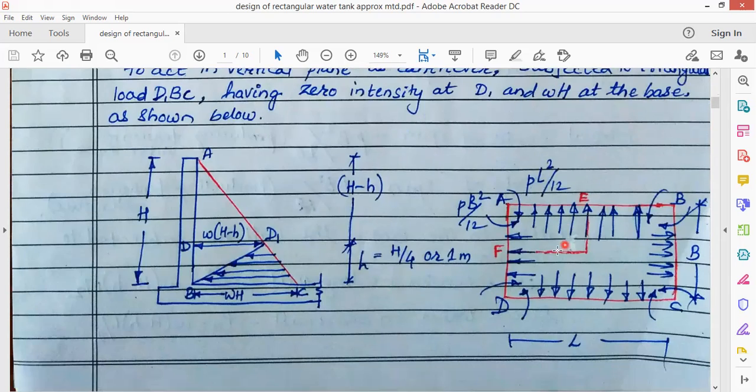Please go through these two figures. These are important to calculate the height and the intensity, as well as to obtain the fixed end moments at the ends of the corners of the walls. Here AB and DC are the long walls, and BC and AD are the short walls. Here is PB square by 12 and here is PL square by 12. These are the fixed end moments obtained at A and similarly at B, C and D.